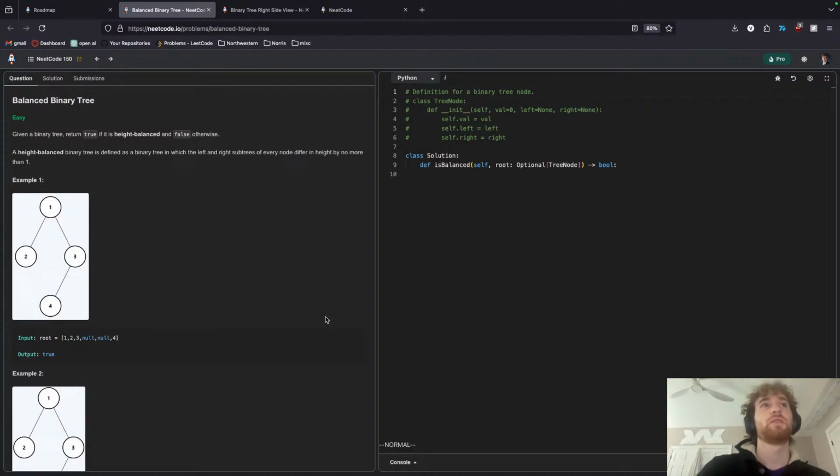Okay. Given a binary tree, return true if it is height balanced and false otherwise. A height balanced binary tree is defined as a binary tree in which the left and right subtrees of each node differ in height by no more than 1. Okay, so this feels like DFS.